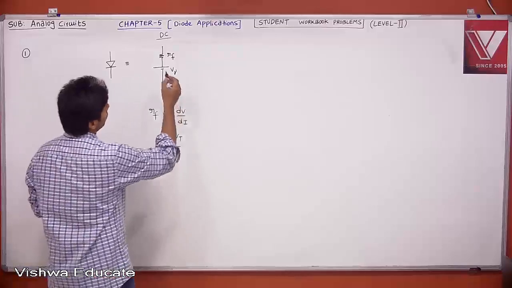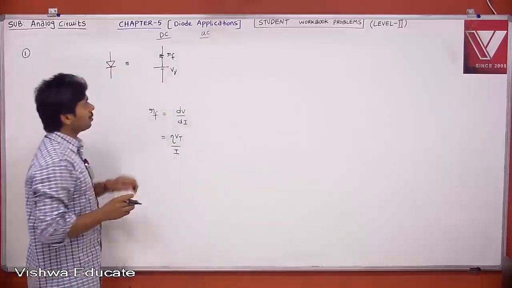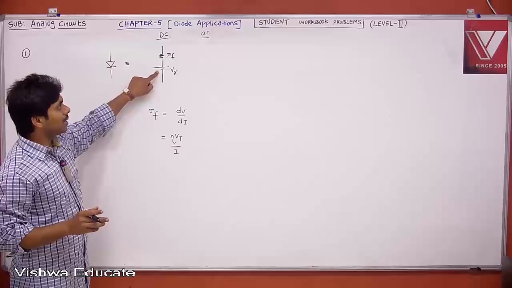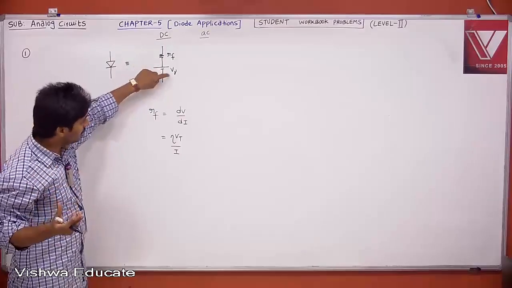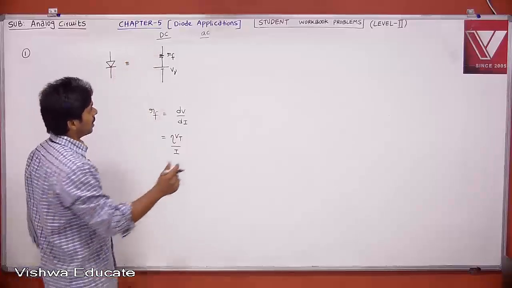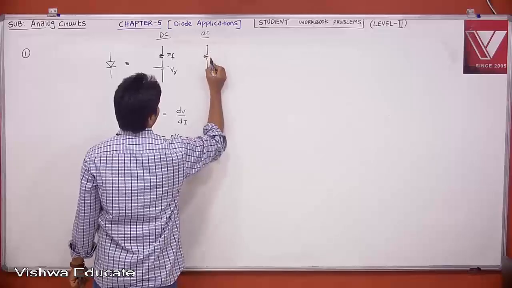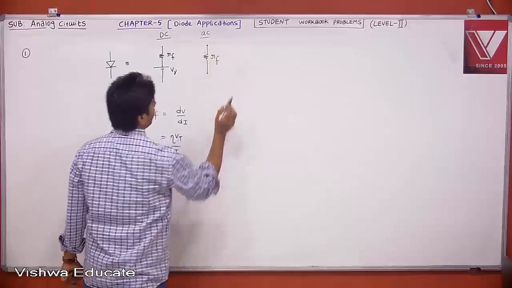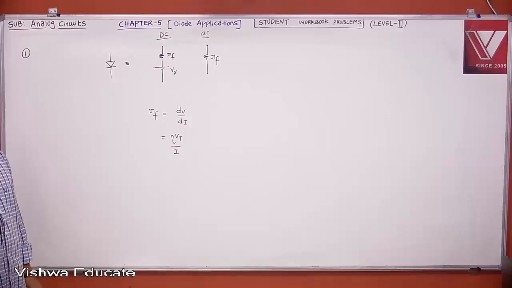But if you ask me about AC signal or AC operation, whatever DC voltage you have, what is the resistance of your V gamma battery? What is the change in the voltage? 0. Then it is only left with your RF. Remember, it is only left with your RF. That RF is nothing but eta Vt divided by I. This is very important.